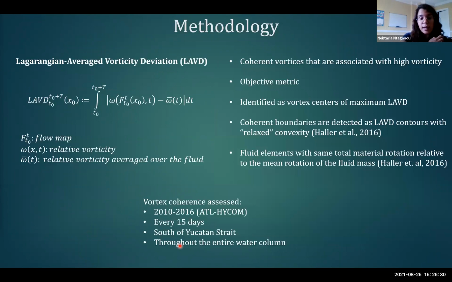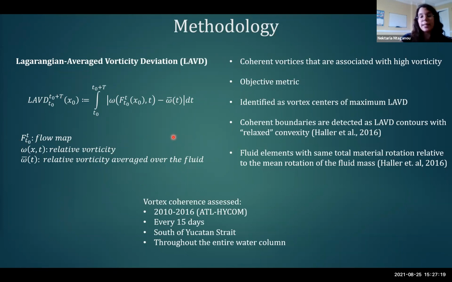So since I've been looking at the effects of Caribbean eddies on the loop current evolution, I used an objective metric to detect coherent vortices. Coherent vortices are fluid elements with the same total material rotation relative to the mean rotation of the fluid mass. This method is called Lagrangian averaged vorticity deviation, and it can be used to detect coherent vortices that are associated with high vorticity. So vorticity itself is not objective, but if we subtract the relative vorticity averaged over the fluid and integrate over a time interval of coherence assessment, then we get an objective metric.